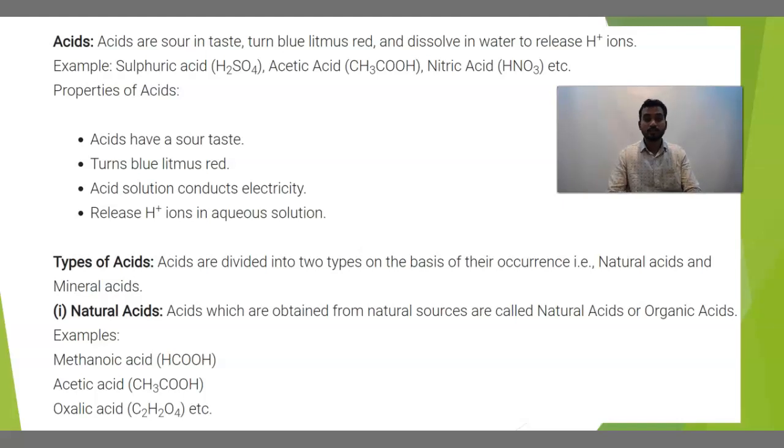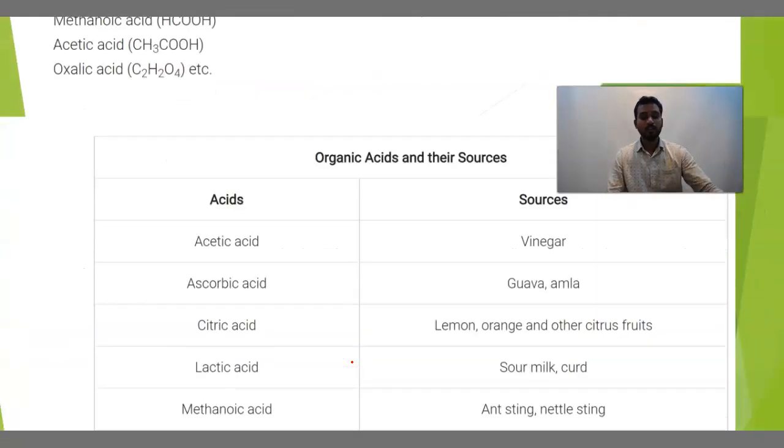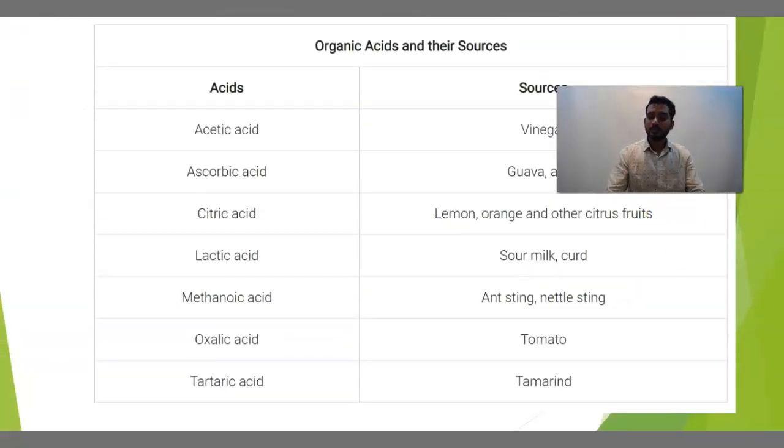That is nothing but organic acid. We get them from plants and animals. That is called natural acids. Examples: methanoic acid, acetic acid, oxalic acid. That's what are called natural acids. Done. Next, we can see one small table.